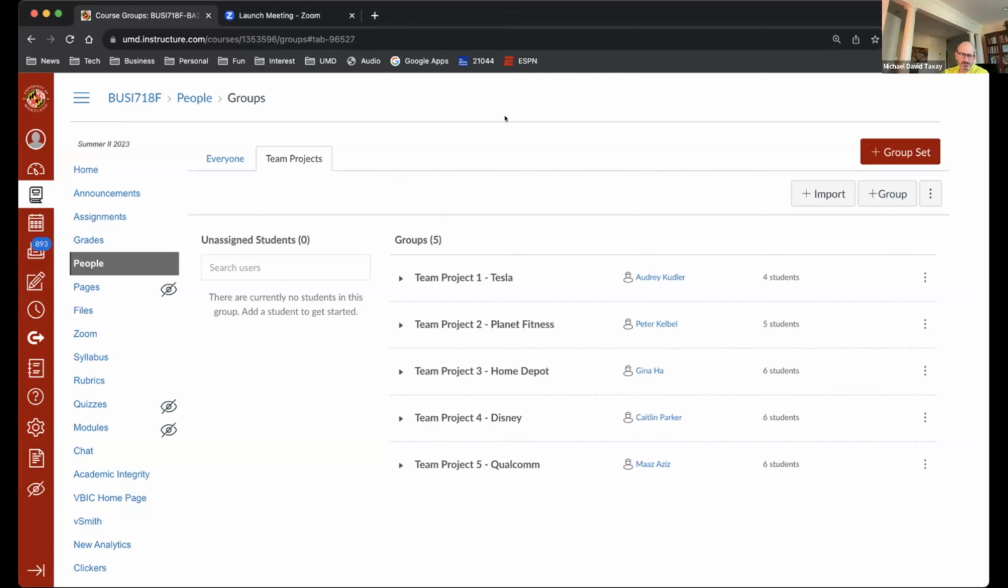Yes, thank you. So just one submission for the team evaluation for the whole team, or each person on the team? No, one on behalf of the team. Basically the Planet Fitness team, as a team, should do a write-up of the evaluation of Tesla. You're submitting it as a team.